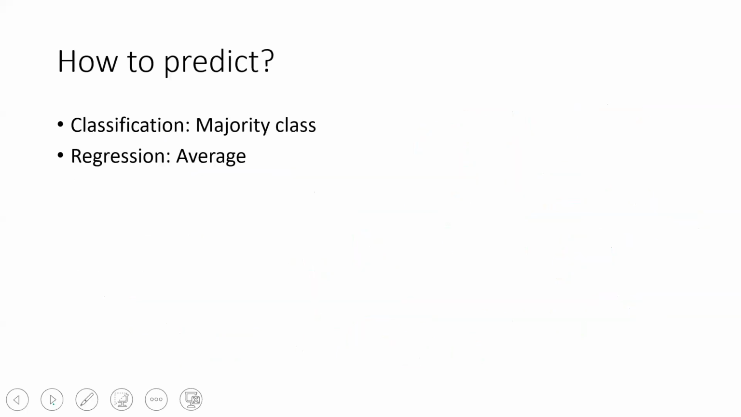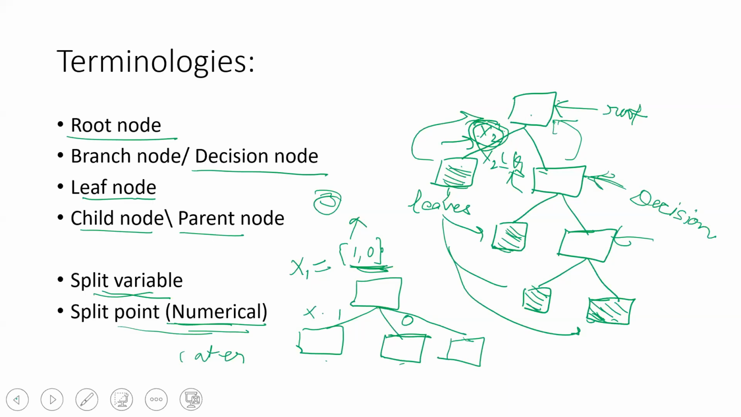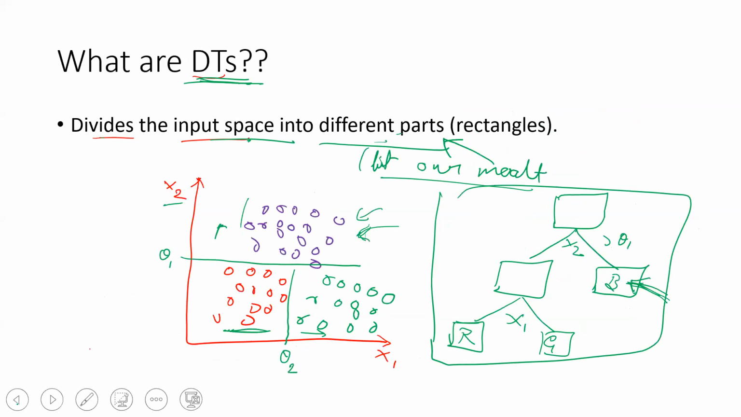Next is how to make predictions. Once we have the tree with us, how do we make a prediction? Let's say we have made this tree for this particular example, and let's say this example comes in. How will you make predictions here? You go top to down. Here you check the value of x2. The value of x2 is less than theta 1, so it will go to the left node.